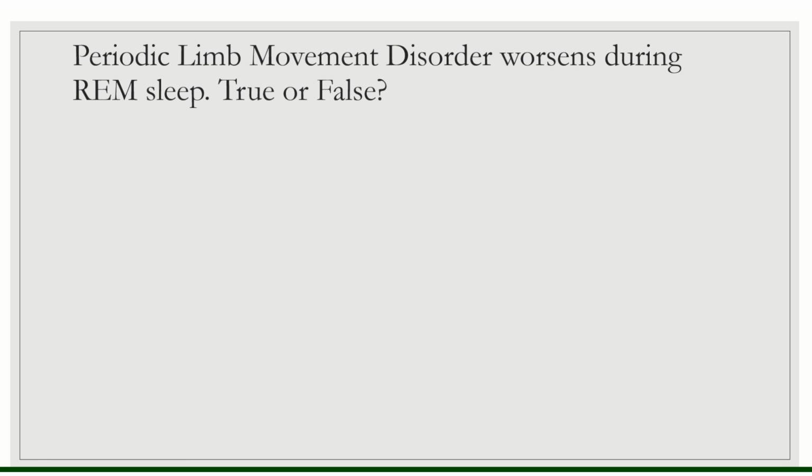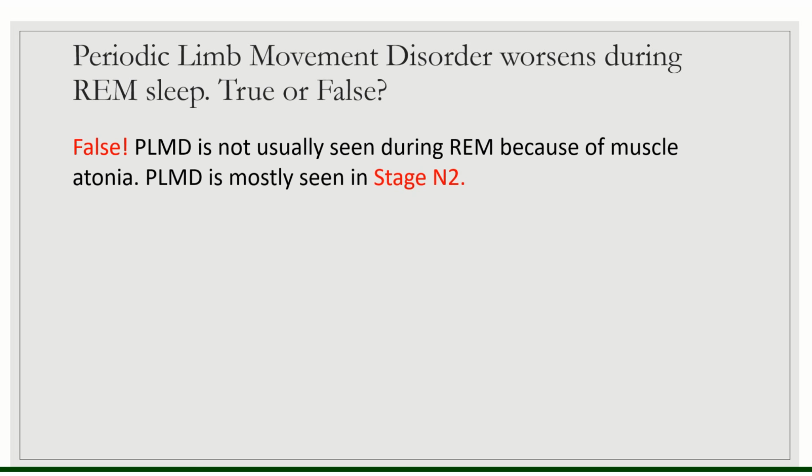Periodic limb movement disorder worsens during REM sleep. True or false? I'm sorry, I may have read that wrong. Periodic limb movement disorder worsens during REM sleep. True or false? False. PLMD is not usually seen during REM because of muscle atonia. Think about it. Your muscles are without movement. Atonia means without movement. In REM, normally you don't even have muscle activity unless the patient has RBD, REM sleep behavior disorder.